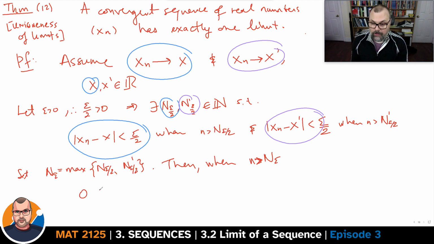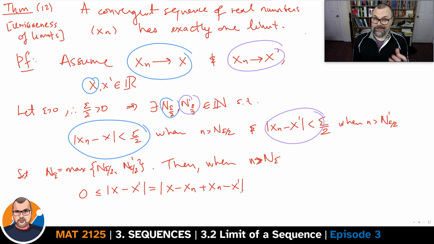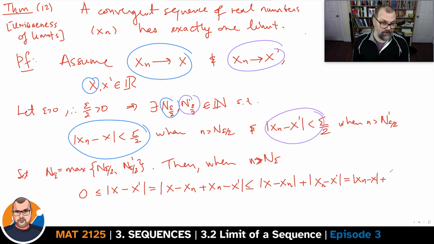Let me write it this way. We know that |x minus x prime| has to be greater than or equal to 0. Now we're going to rewrite the absolute value here as such. We use the trick that we very often use. Add 0, we write 0 in a way that will allow us to use the triangle inequality. Due to the properties of the absolute value, this is the same as saying |x minus xn| plus |xn minus x prime|.